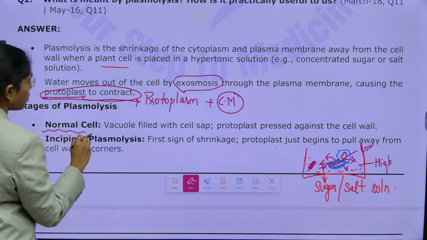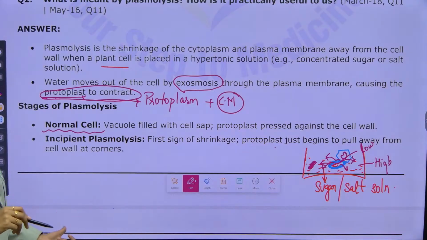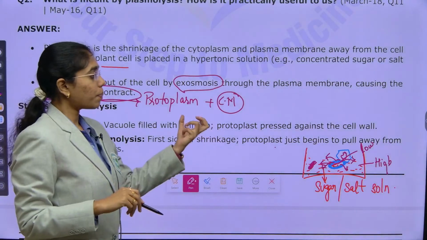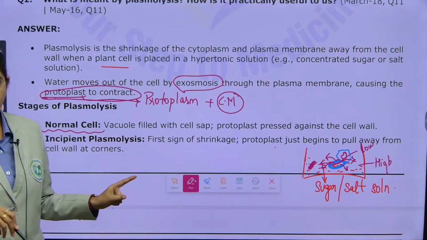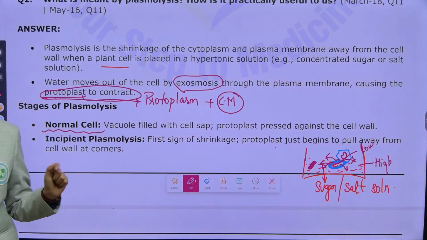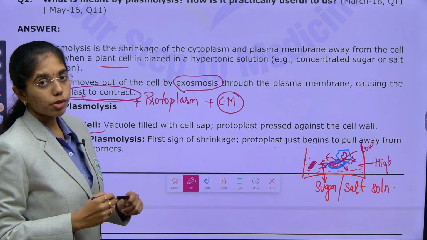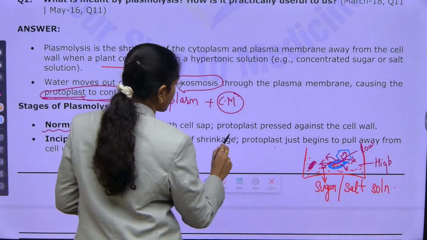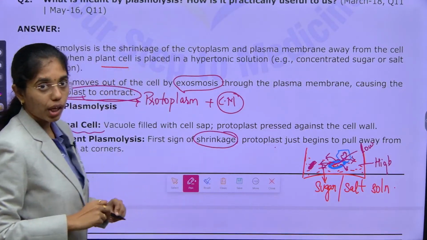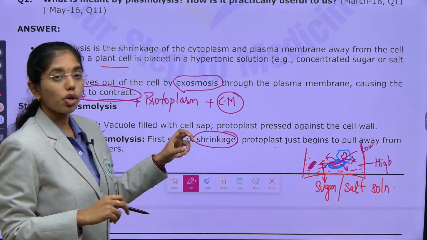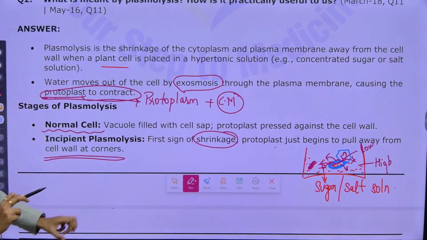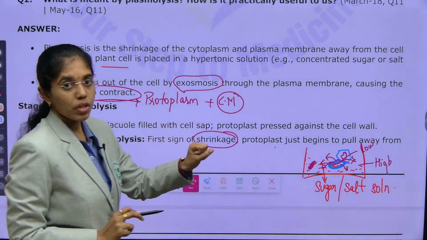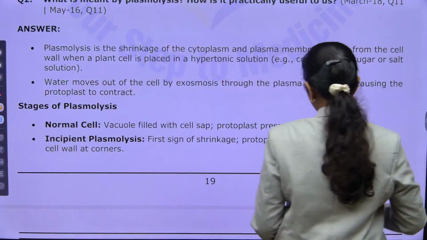First, normal cell. Vacuoles are filled with cell sap and protoplast is pressed against the cell wall. That is how protoplast is contracted. First sign of plasmolysis is addressed as incipient plasmolysis. Incipient plasmolysis means first sign of shrinkage. This is the first sign of shrinkage wherein protoplast just begins to pull away from the cell walls at the corners. Okay, protoplast will just pull away from the cell wall at the corners.